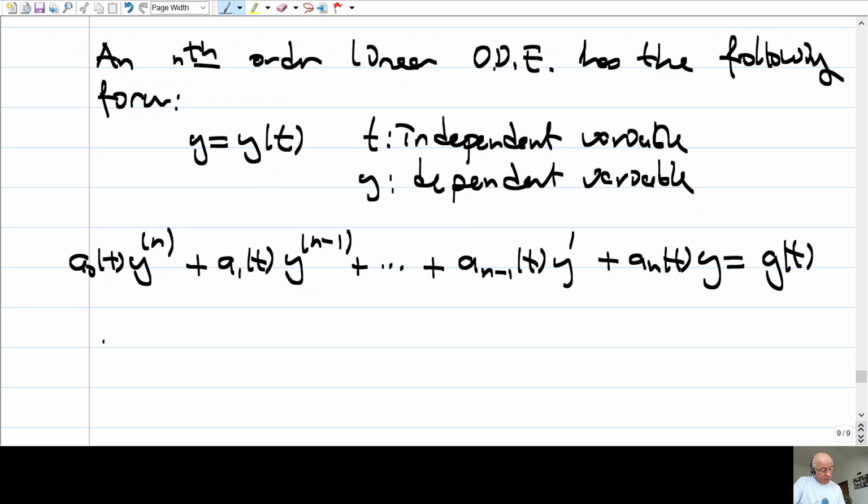Here, a0, a1, an, and g(t) are coefficient functions.